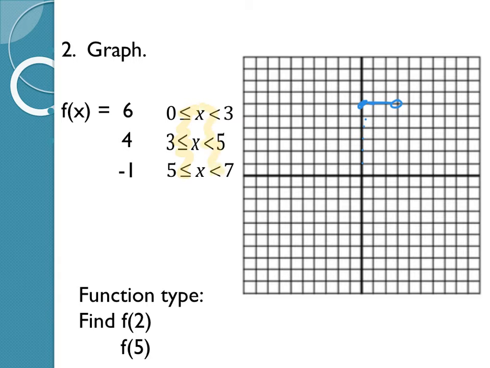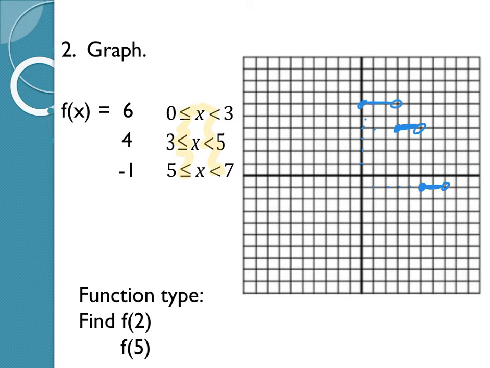So we're going to go to 4, 1, 2, 3, 4, and we're going to be 1, 2, 3. We're going to enclose 3, open 5. Then we're going to go to negative 1, 1, 2, 3, 4, 5. It's enclosed. And we're going to open them 7. It's not always closed and then open. It just depends on the question. Then we're going to find the function type.